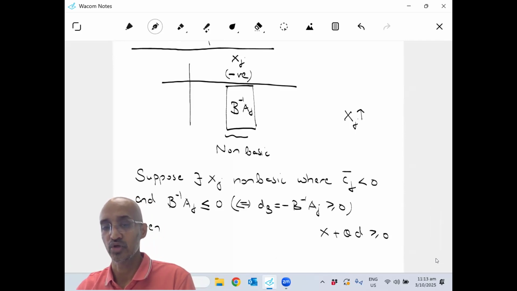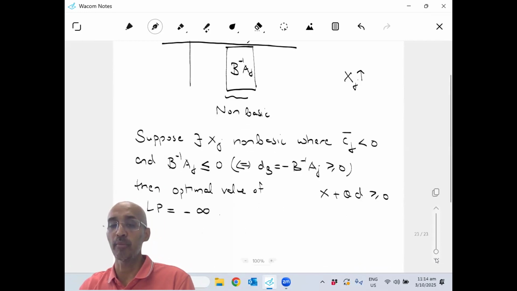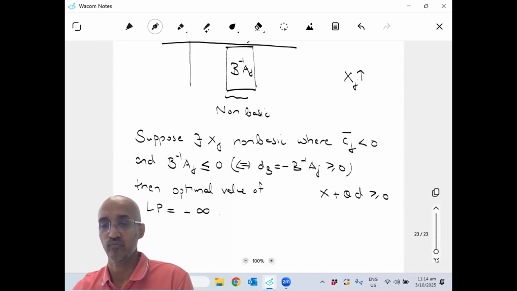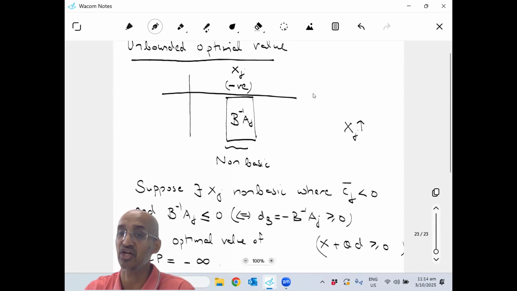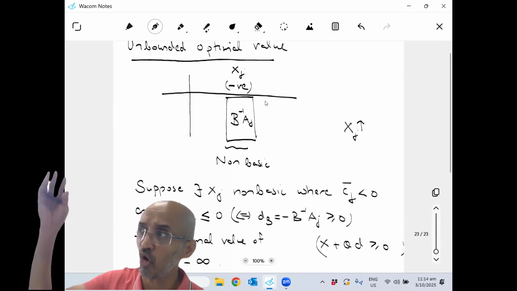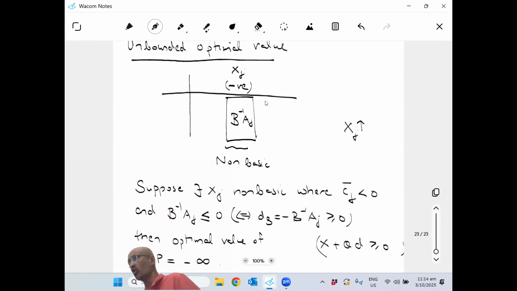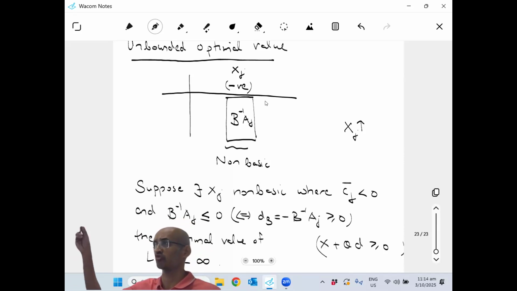Then the optimal value of the LP will be minus infinity. So the moment you find a negative reduced cost in your tableau and the corresponding B inverse AJ has all values less than or equal to 0, you have essentially identified that this LP is unbounded. Because there's a direction in which the cost is decreasing, and you can go arbitrarily far in that direction by continuously increasing your non-basic variable value, that xj value.